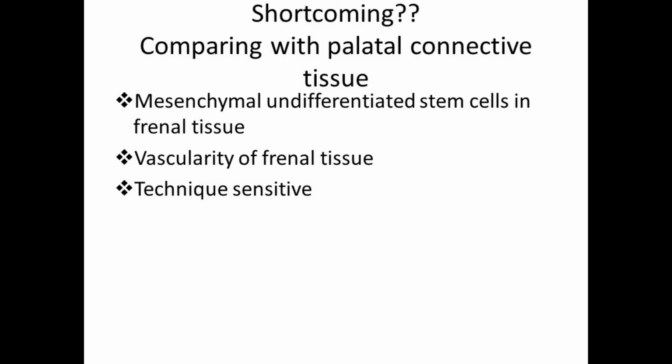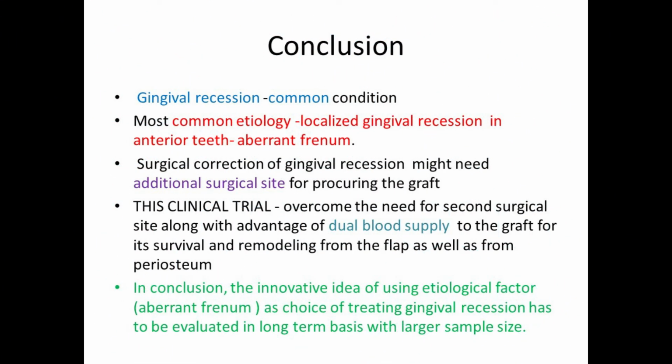So the shortcoming of the frenal connective tissue when compared to a palatal connective tissue is that the mesenchymal undifferentiated stem cells in the frenal tissue are less and vascularity is less, and it's also a technique sensitive procedure. So to conclude, gingival recession is a very common condition. Most common etiology of localized gingival recession would be an aberrant frenum in the anterior teeth. So the surgical correction of this recession might need an additional surgical site for procuring the graft.